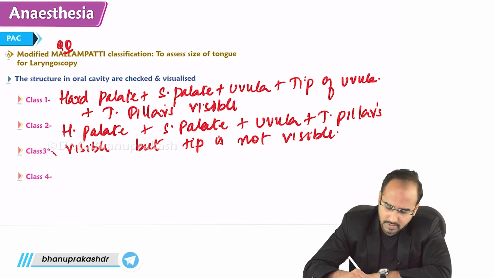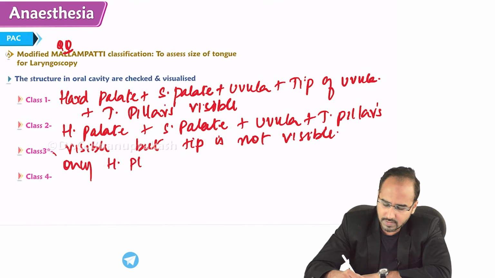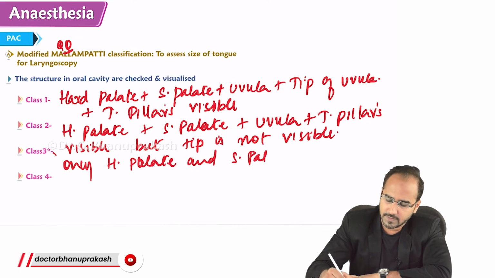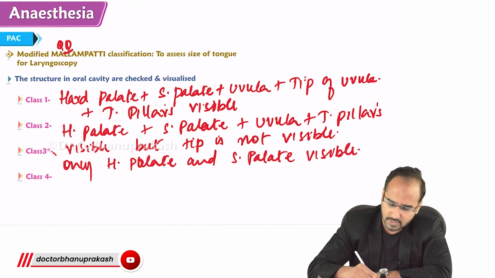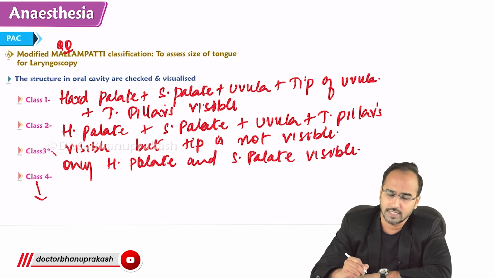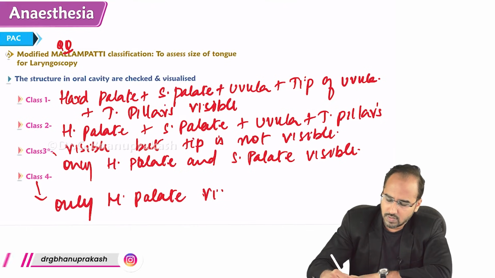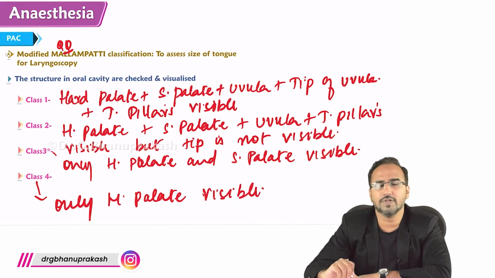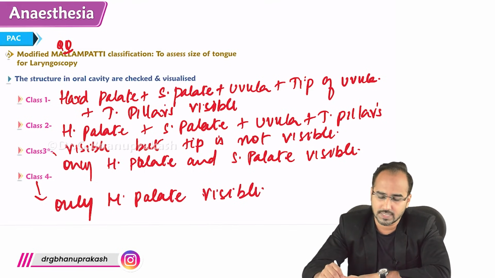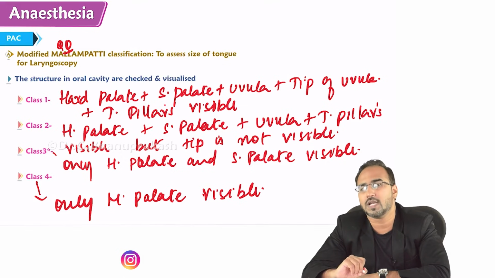Class 3 meaning what? Only hard palate and soft palate visible. Class 4 meaning what, guys? What is class 4? Only hard palate visible. These are the 4 Mallampati classes. Class 1, 2, 3 and 4. Apart from these, there is one more class.